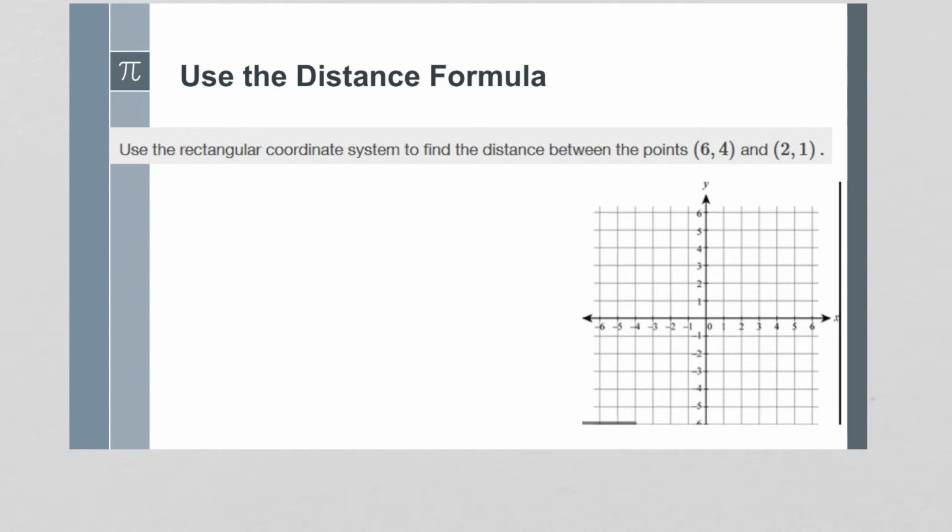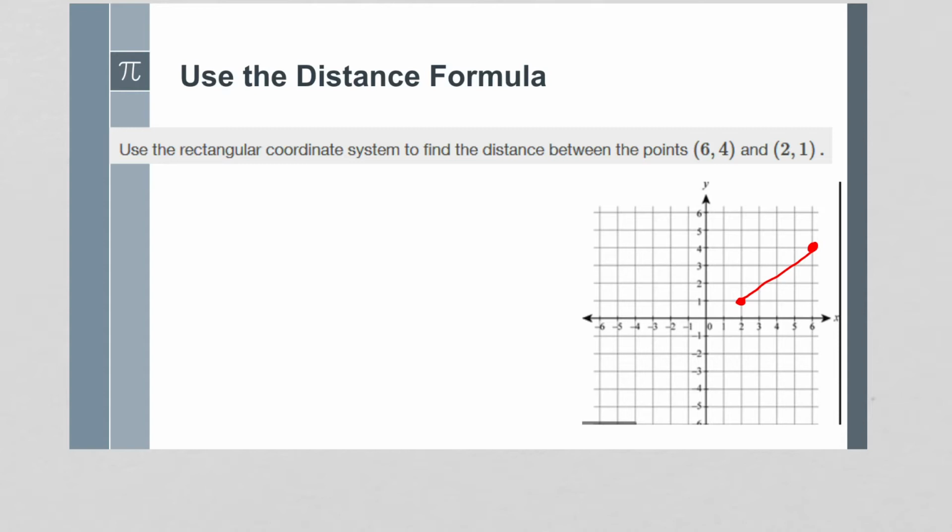So we're going to find the distance between these 2 points. Let's graph (6, 4), which is right here, and let's graph (2, 1), which is right here. So we want to find this distance right there. That red line is what I'm searching for at this point. Now, you can't just count. You're not allowed to do that, because it's a diagonal line, you can't just count.